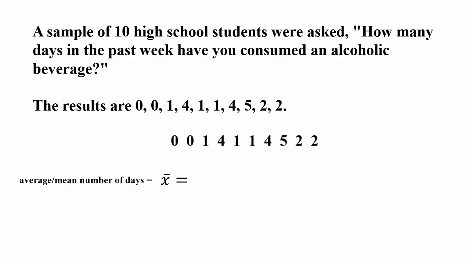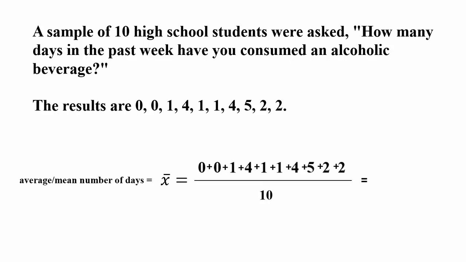They can be calculated by adding all these 10 numbers and divide by 10. The answer is 2, which can be interpreted as, on average, these 10 high school students consumed alcohol on 2 days in the past week. This is the most straightforward way to calculate the mean when you have the raw data.